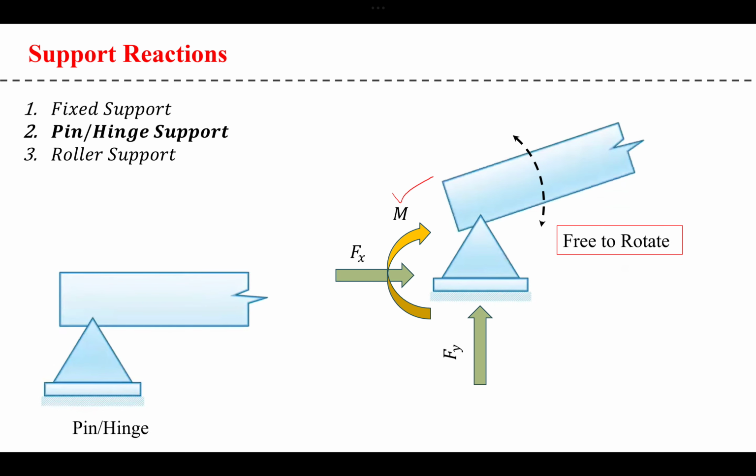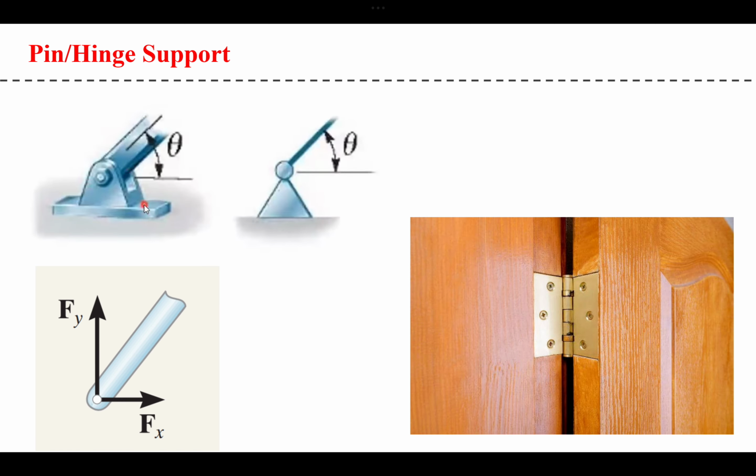There will be nothing to stop the rotation, so you will have no reaction moment produced, so that can go away. Now you will be left with two reactions, that is Fx and Fy, or in other words, the reaction force parallel to the surface and the reaction force perpendicular to the support surface. Okay, now in the problems this can look something like this, and the only freedom you have is the rotation.